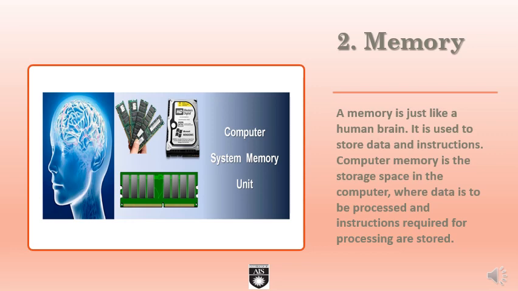The second characteristic of computer is memory or storage. A memory is just like a human brain. It is used to store data and instructions. Computer memory is the storage space in the computer where data is to be processed and instructions required for processing are stored.